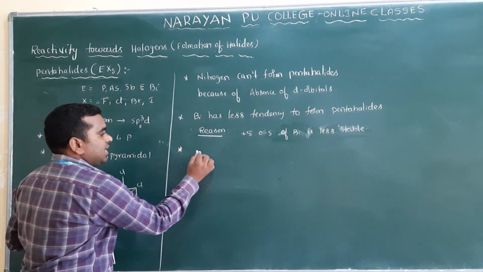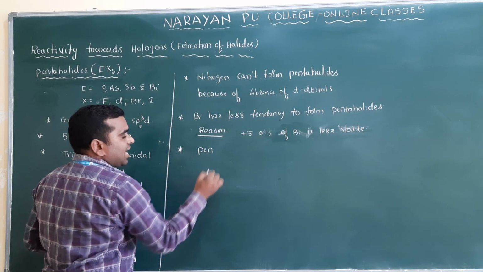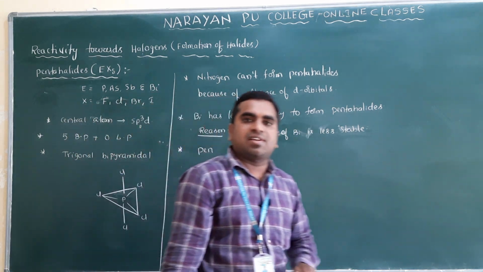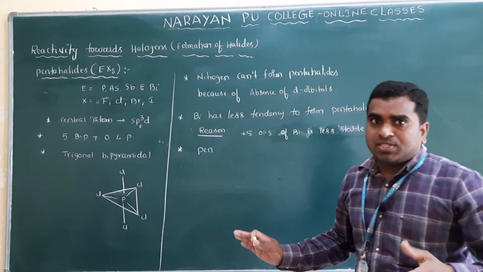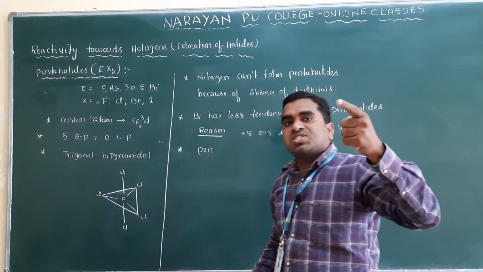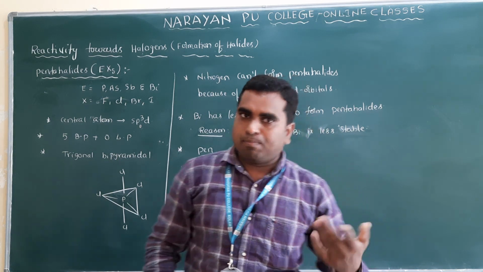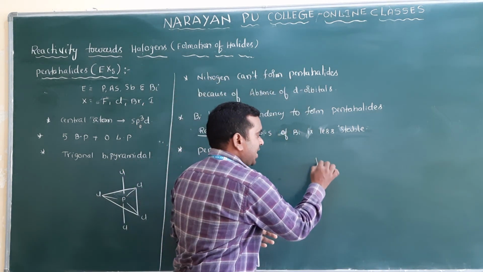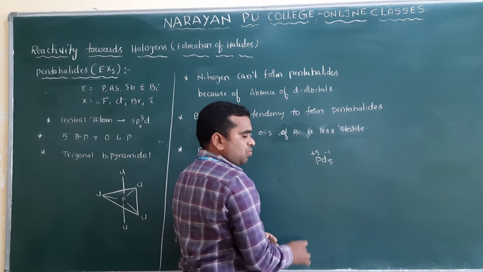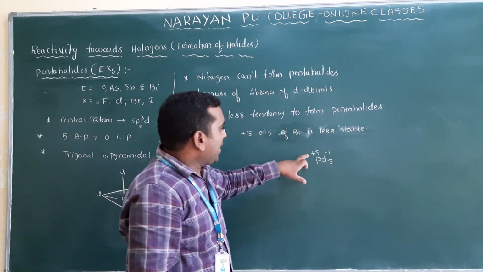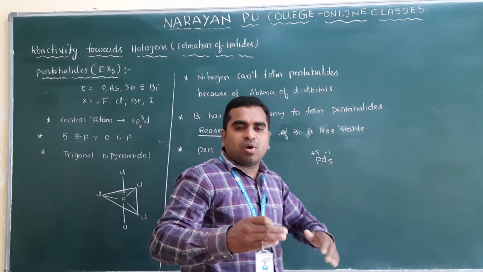And next, pentahalides are covalent. You already know that. Pentahalides means, what is the oxidation state on the central atom? +5. Suppose I write PCl5, what is the oxidation state? +5 on P and -1 on Cl. So the +5 oxidation state is there.